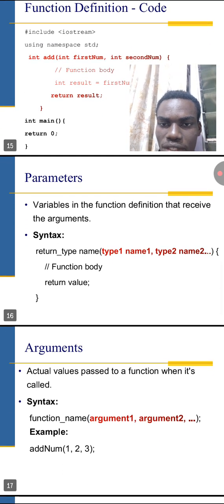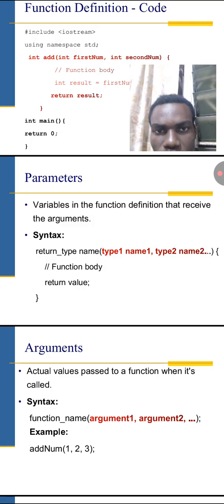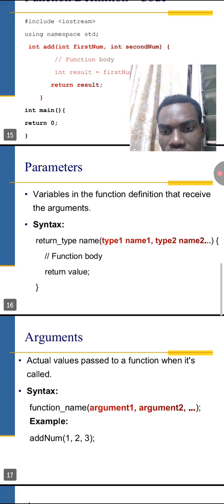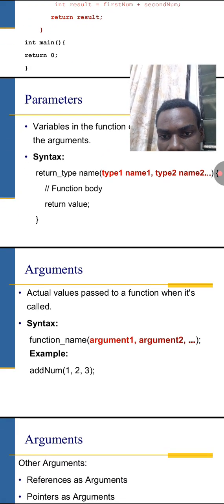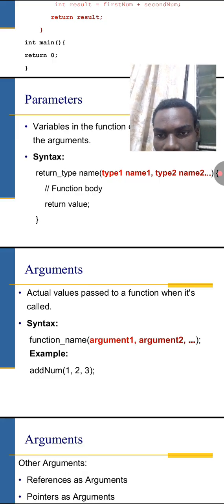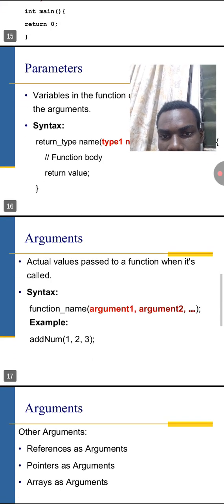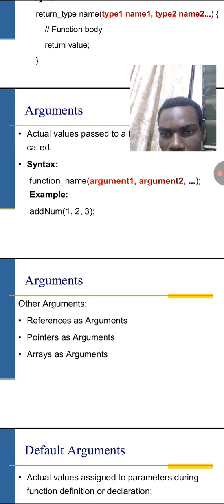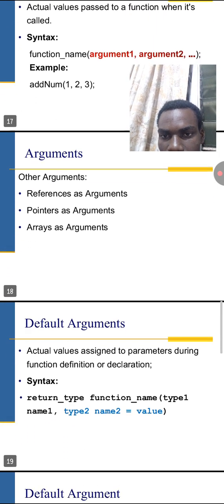So for the parameter, let's look at parameter. Parameters are variables in the function definition that receive the argument. So for an example of the argument, we can have 1, 2, 3. So this is a syntax for an argument. We also have other types of argument: reference as argument, pointers as argument, and arrays as argument.